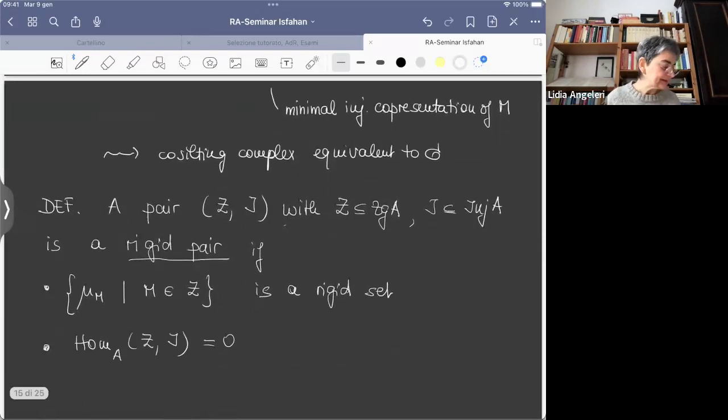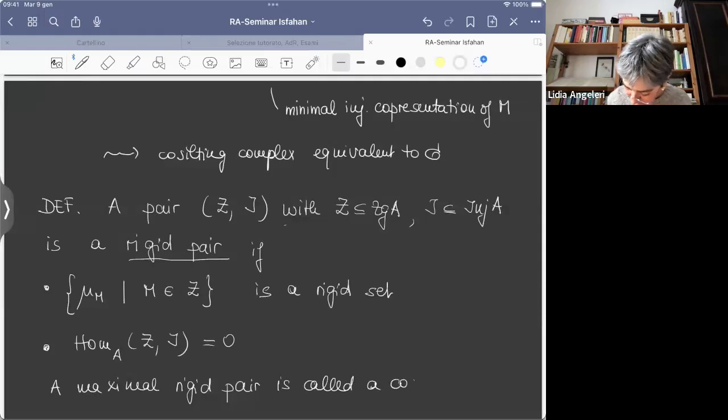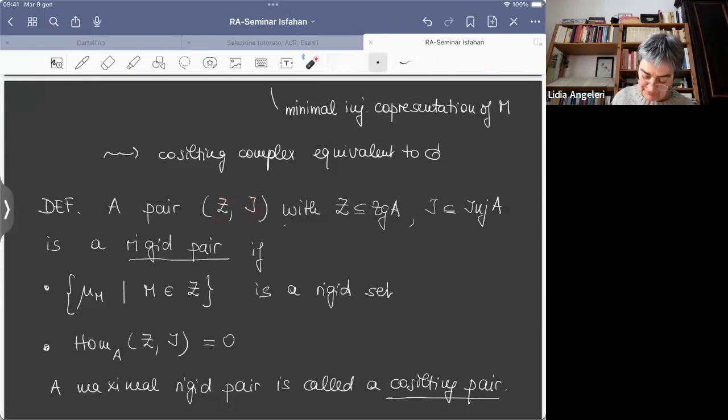Okay, so this is a rigid pair, and now a maximal rigid pair is called a cosilting pair. And when I say maximal, I mean with respect to the order which is given by comparing both components. So (Z, I) is less than or equal to (Z', I') if Z is contained in Z' and I is contained in I'. Maximality is with respect to this order.